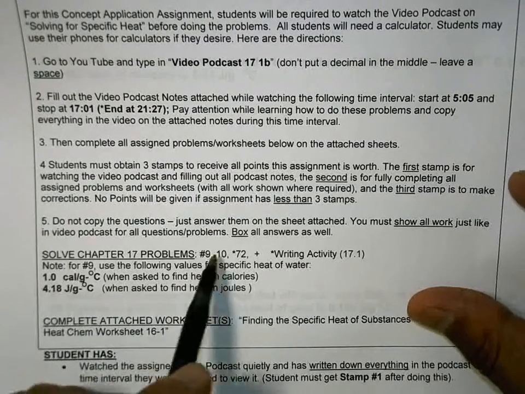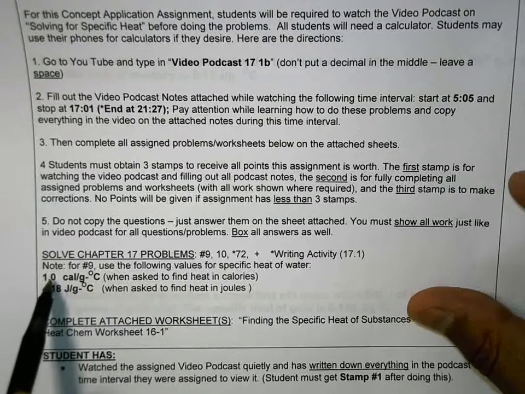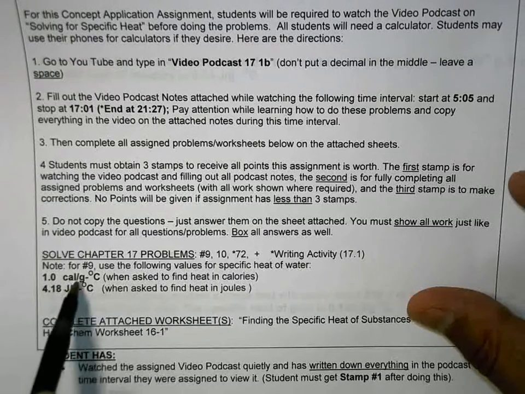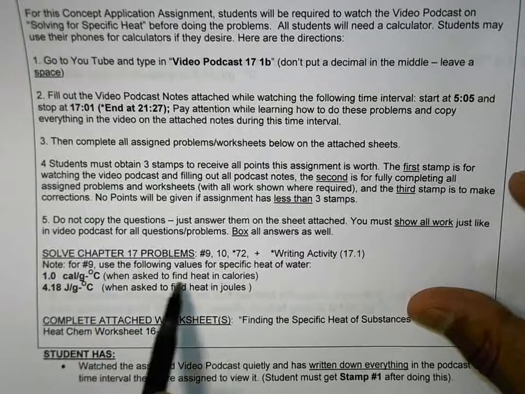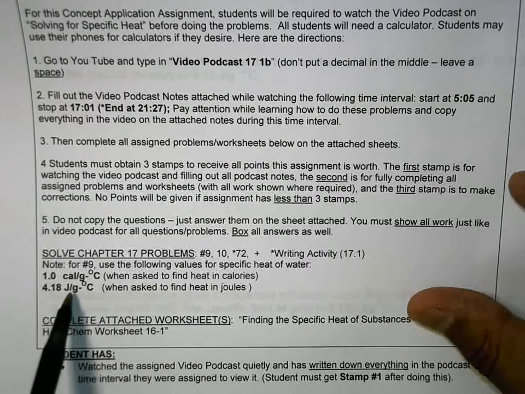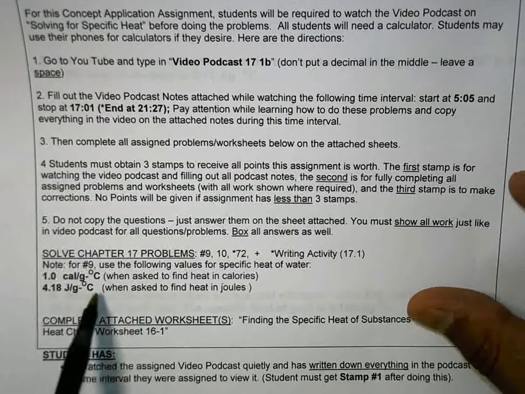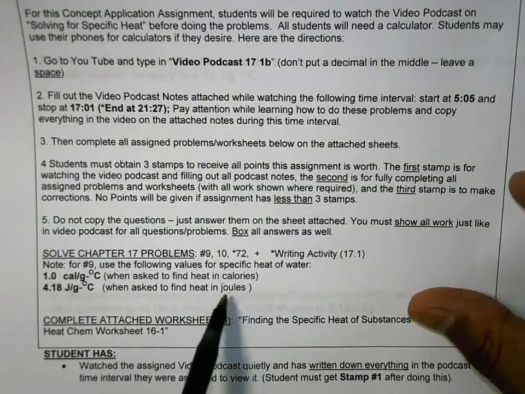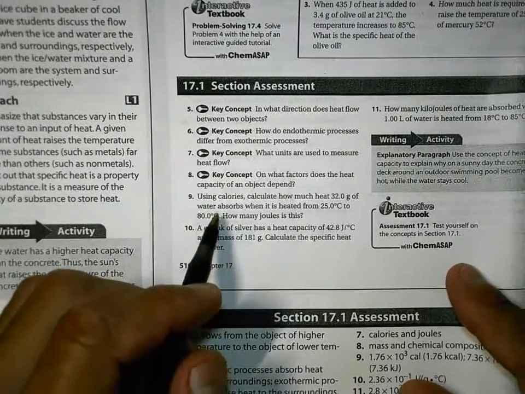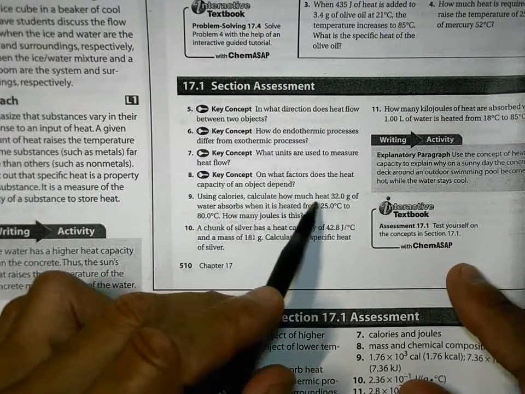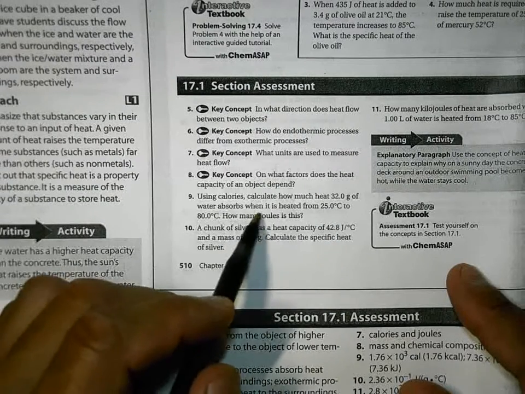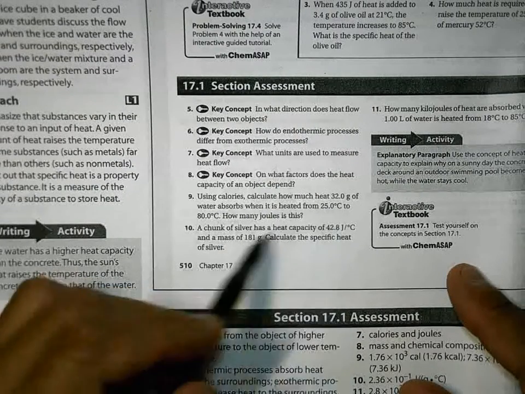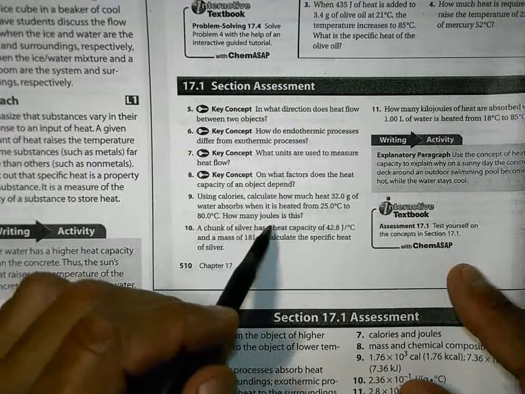For number 9, you were to use these values: 1.0 calories per gram times degrees Celsius when asked to find heat in calories, and 4.18 joules over gram times degrees Celsius when asked to find heat in joules. Number 9 says, using calories, calculate how much heat 32 grams of water absorbs when it is heated from 25.0 degrees Celsius to 80 degrees Celsius. How many joules is this?